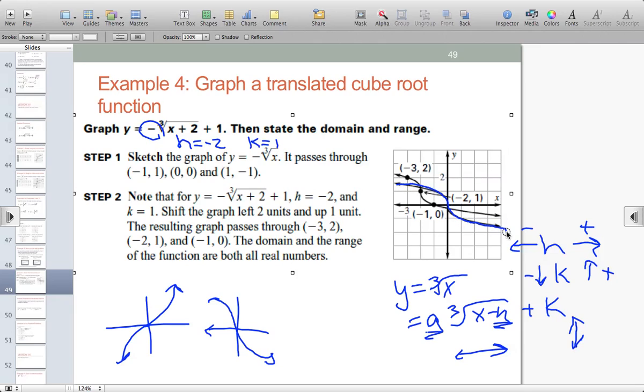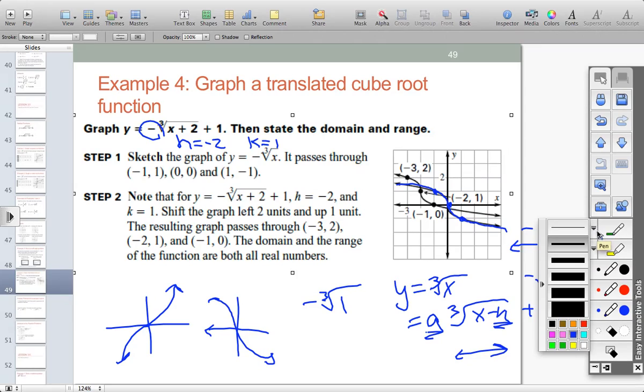This is my basic parent graph. The origin is here, of course, at 0, 0, and then the cube root of 1 would be, we want -1 since this is the negative cube root. So that would be down here, and then the cube root of -1, the opposite of that, would be +1. Now we're taking those 3 points and adjusting them with these translations. If h is negative, it tells me to move to the left 2 units. Let's change the color of the pen to make it easier to see.